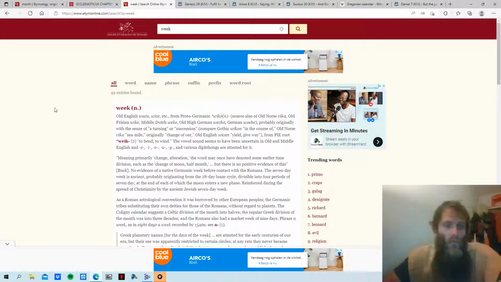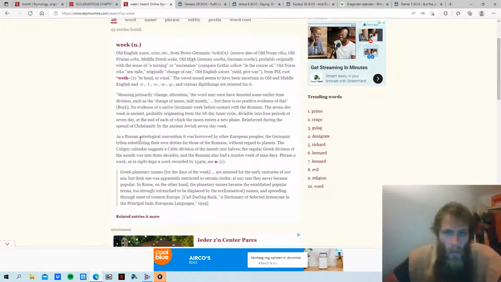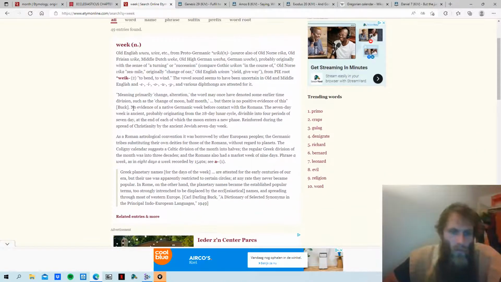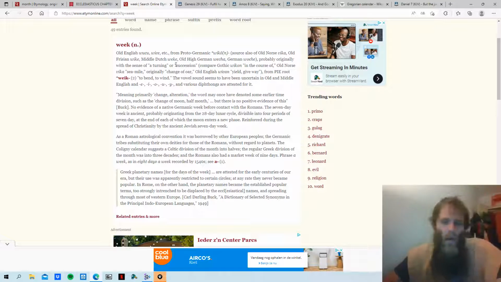The next thing that I want to go into is the word week, and there are a couple of ways that it's pronounced in other languages, but I want to go to the second paragraph where it says, meaning primarily change or alteration. The word may once have denoted some earlier time division, such as the change of the moon, half month, but there is no positive evidence of this. That's what they say. They say that there's no positive evidence of this, but why else would you bring this information out? So on the one hand, you're saying that it's correct. It's information that's out there. In the other way, you're saying there's no evidence for it. You know what I mean?